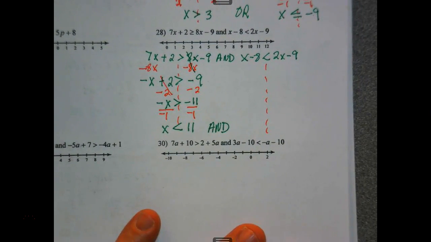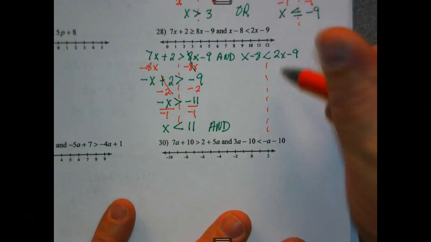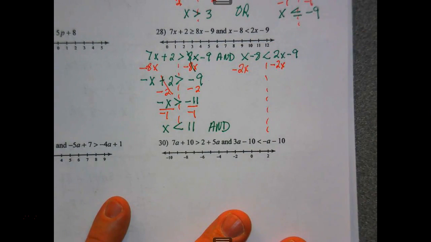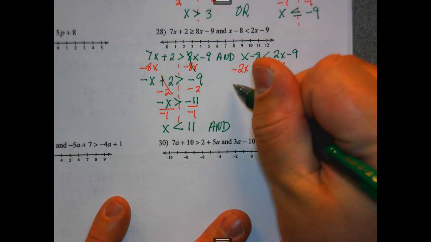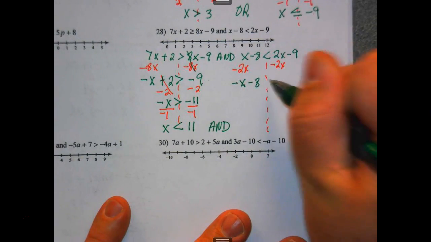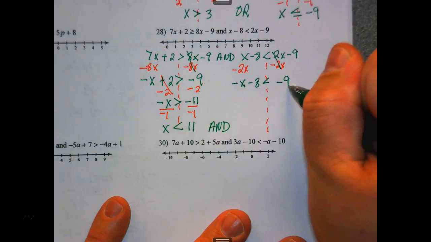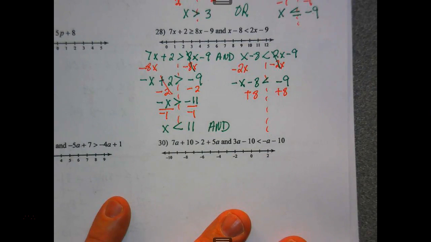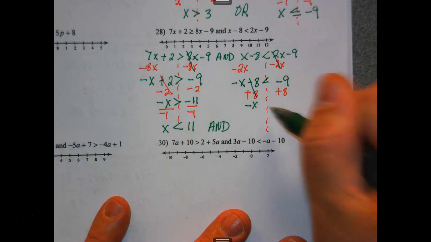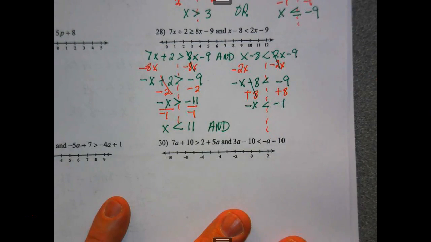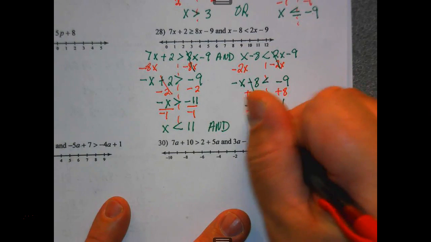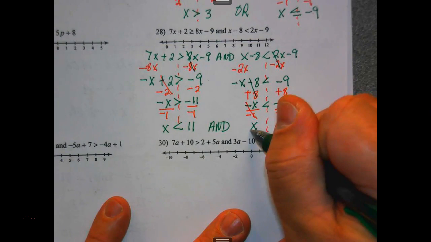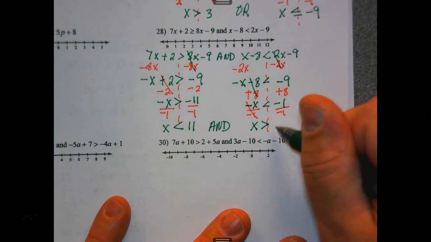Okay, how's the other one? See, I want my x's on the left-hand side, so minus 2x. I get negative 1x minus 8 less than negative 9. Add 8 to both sides. So I get negative x less than negative 1. Divide by negative 1. So x, flip the sign, is greater than 1.